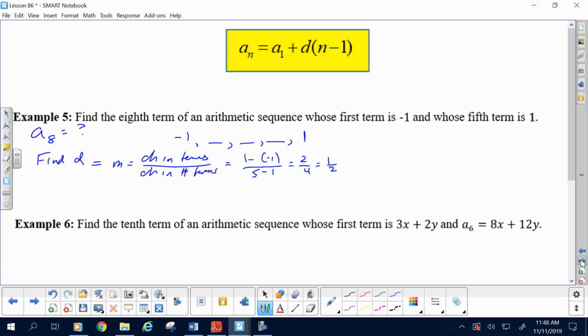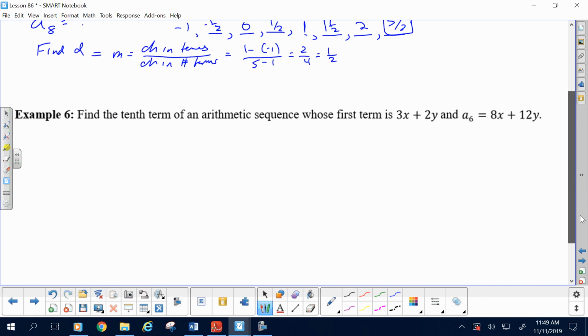If I start at -1 and add 1/2, then what's A2? A3? A4? And it checks that A5 then is 1. Now we could find A8 by using the formula, but we could just as easily find it by continuing the pattern. What's A6? 1.5. What's A7? 2. And what's A8? 5/2 or 2.5. Okay?